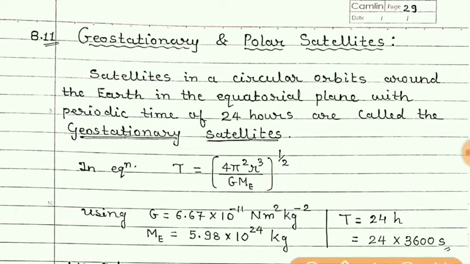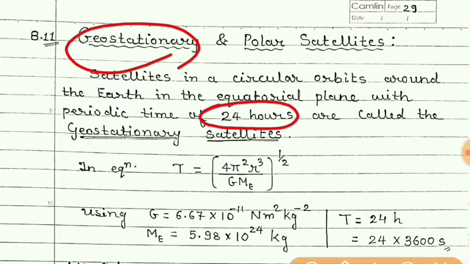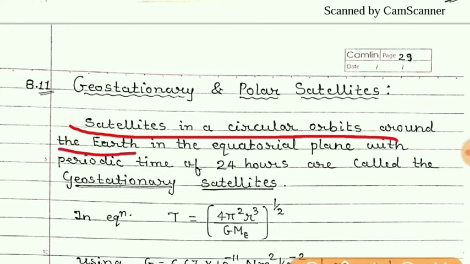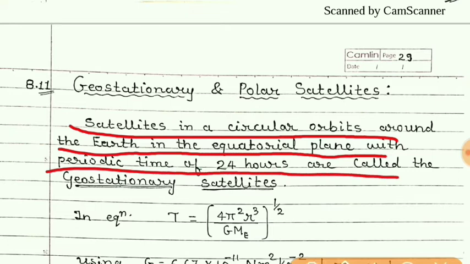And one more thing is that they take 24 hours to complete one rotation, and we know that even earth takes 24 hours to complete one rotation. And hence whenever this type of geostationary satellites are observed from the earth, they appear to be stationary. With respect to earth, they remain stationary. So I have written this definition: satellites in circular orbits around the earth in the equatorial plane with a periodic time of 24 hours are called geostationary satellites.